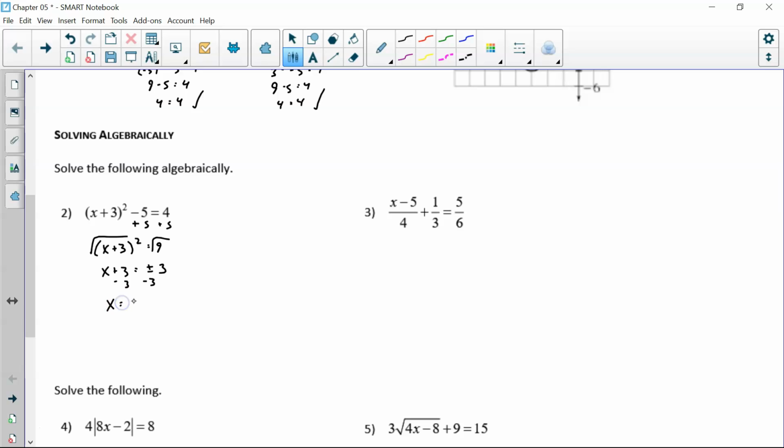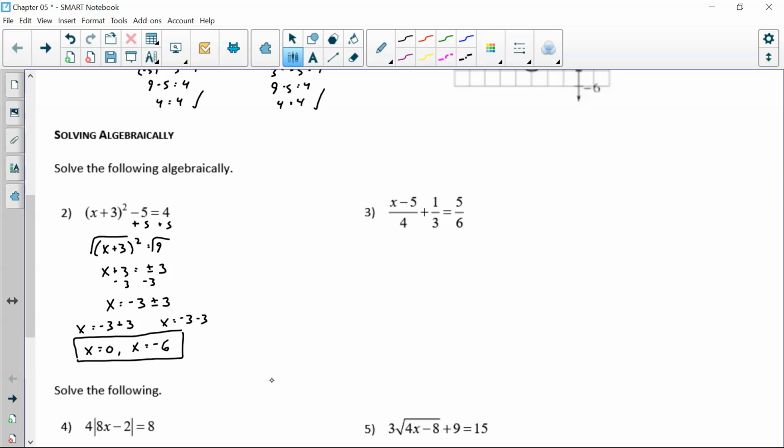So x equals -3 plus or minus 3. Now we can do better than this because 3 is a nice real number we can add. So x equals -3 plus 3 and x equals -3 minus 3. So x equals 0 and x equals -6. And those are the two solutions we had just found. That's how we could solve that same equation algebraically.